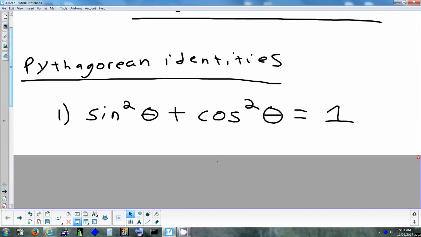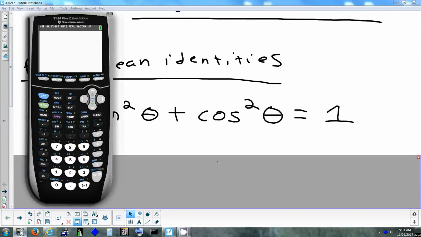Okay, and the first identity says sine squared plus cosine squared equals 1. I'll show you that one on the calculator, with a specific example. Peter, can you give me an angle? Any angle you want? 35. 35. So, were you in radians or degrees? Degrees. Okay, so I'm going to switch to degrees, and I'm going to plug 35 in for theta.